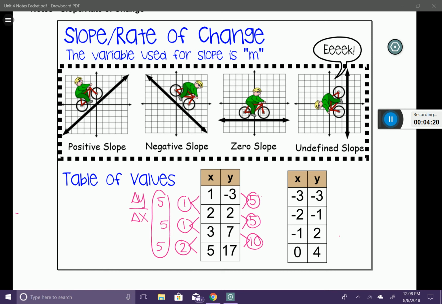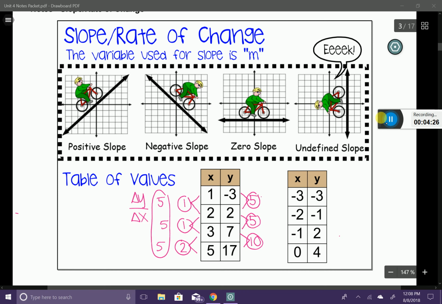But let's go ahead and look at another table of values that is not going to have a common rate of change. So let's look at my x values. You can see here on the next table that my x values are going to increase by 1, and then 1 again, and then 1 again. My y values are going to be a little bit different. You can see that they're increasing by 2, by 3, and then by 2.